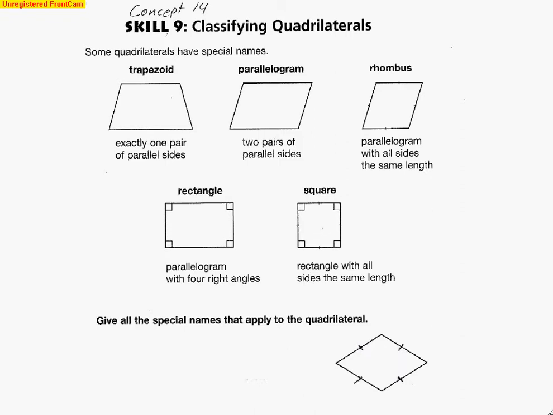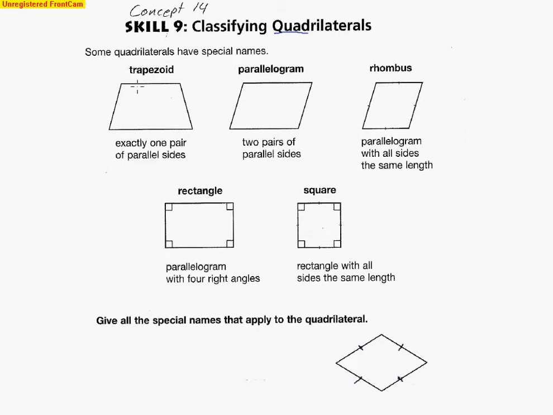This is the tutorial for Concept 14 Skill 9, and now we are classifying quadrilaterals. So remember, quadrilateral has that prefix quad in there, and quad means four. So we've got four different sides, and when we're taking a look at a quadrilateral, there are some special ones that we end up seeing.